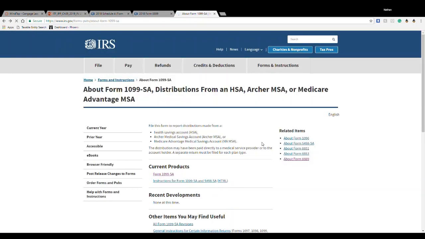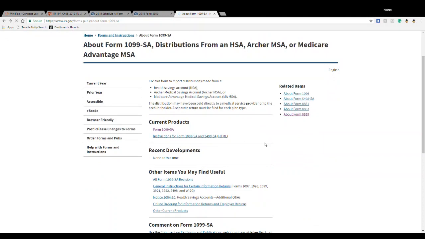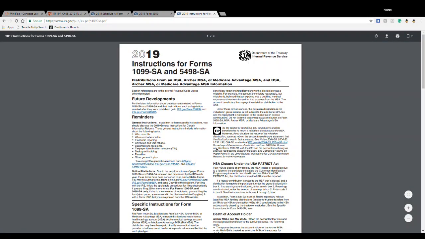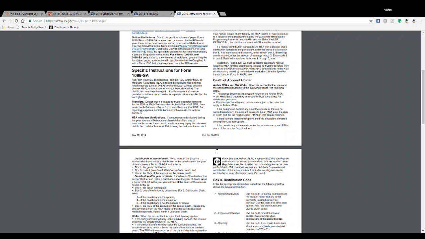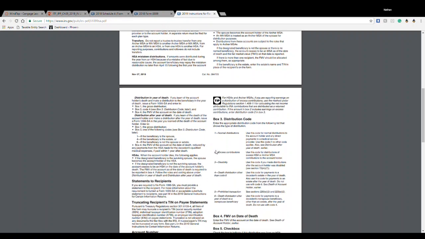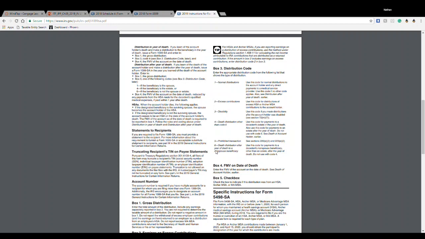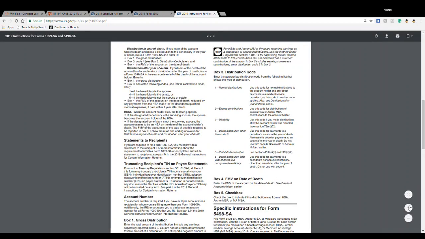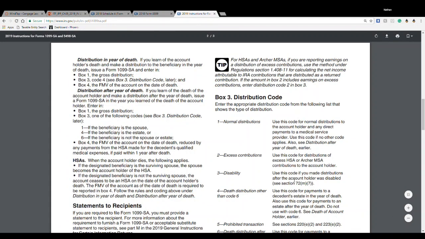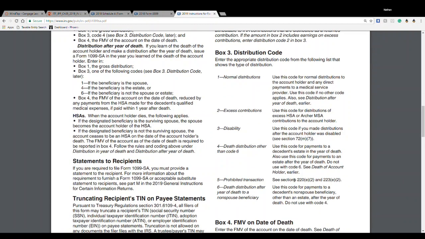So when we look at distribution codes, it's always good to pop up the instructions, because if you ever want some extra stuff, the IRS is full of this. It's pretty cool, I will say this. But right here, it gives you the instructions for box 3. These are the distribution codes we use. As you can see, 1 states a normal distribution. 2, you may see that, and this is excess contributions.